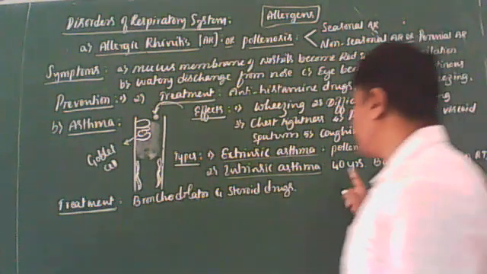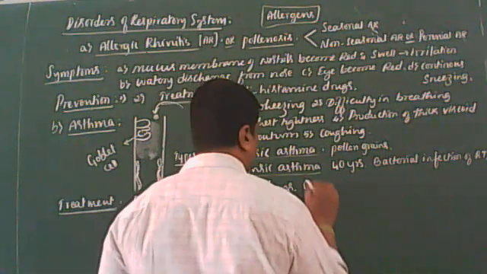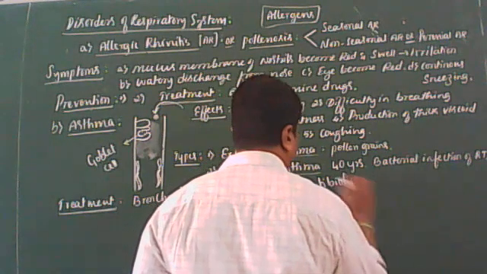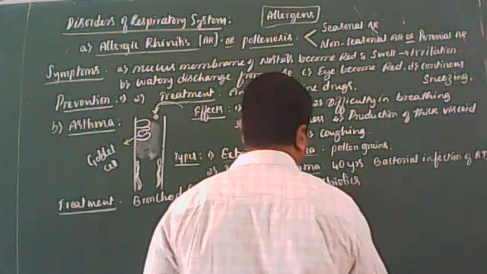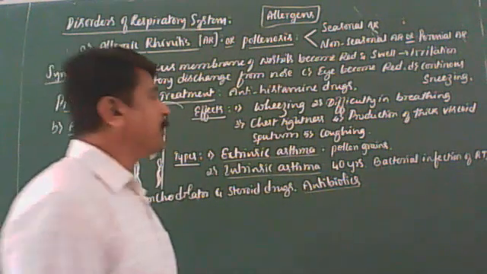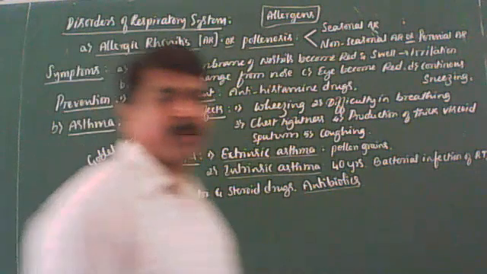Then intrinsic asthma, or you can say asthma due to bacterial infection, can be treated by using antibiotics. With antibiotics we can kill the bacteria. Clear? So this much you should remember under asthma.